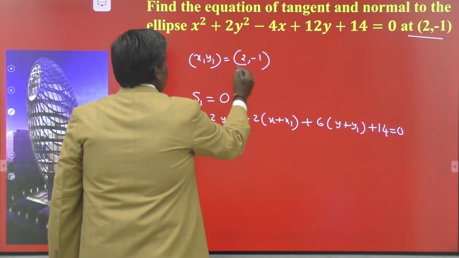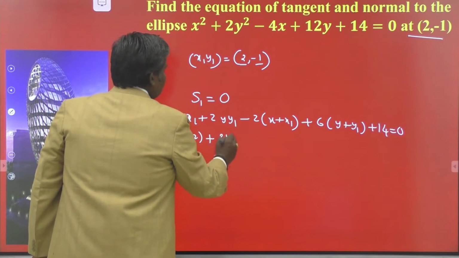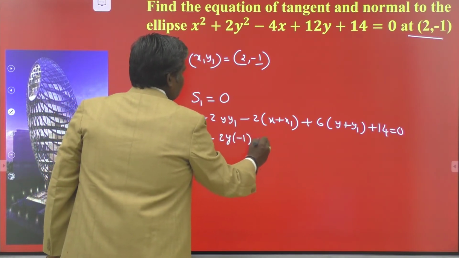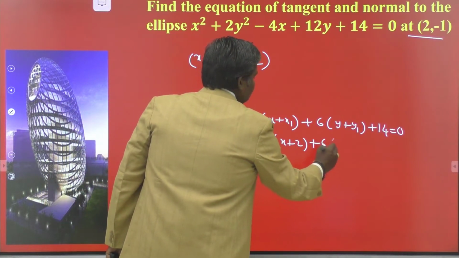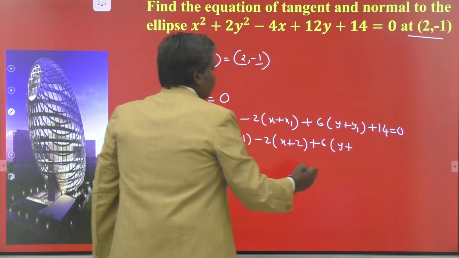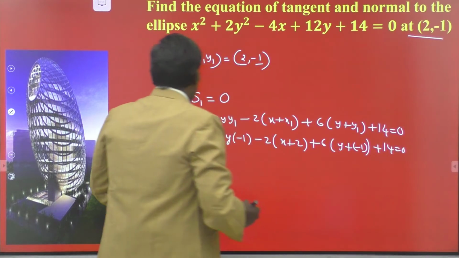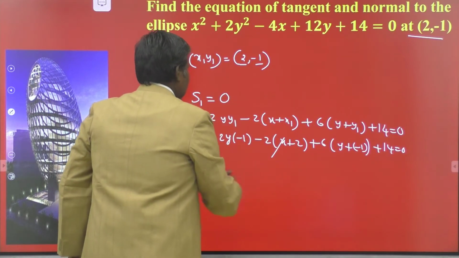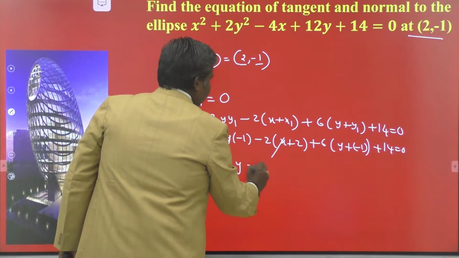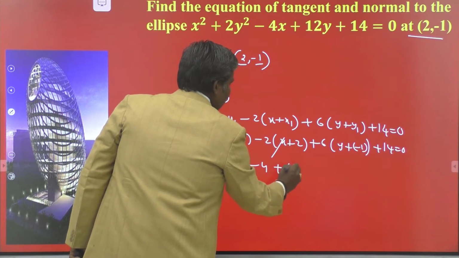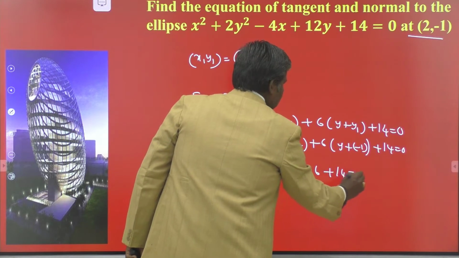So replace x1 by 2, y1 by minus 1. x into 2 plus 2 times y into y1, which is minus 1, minus 2 times (x plus x1, which is 2), plus 6 times (y plus y1, which is minus 1), plus 14 is equal to 0. So 2x and minus 2x get cancelled here. Minus 2y minus 4, and we have plus 6y, and again minus 6 plus 14 is equal to 0.